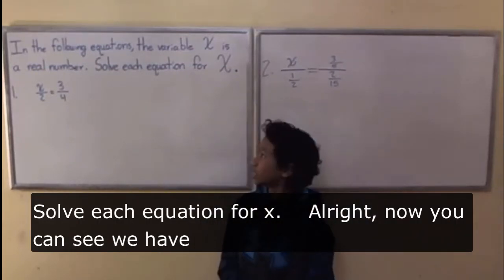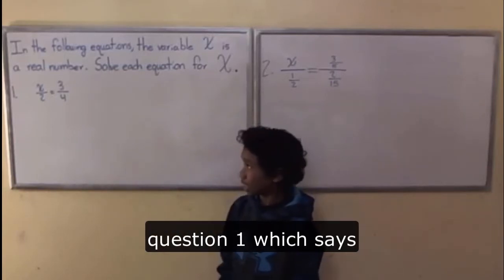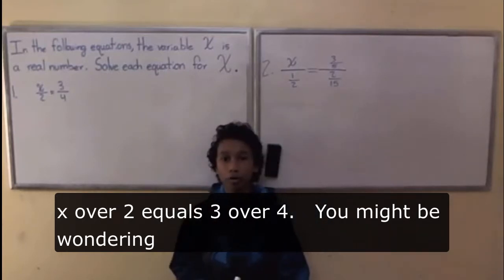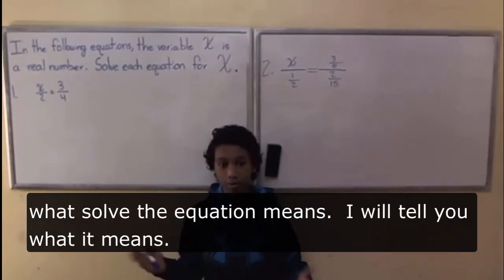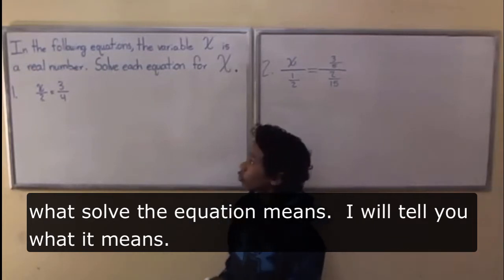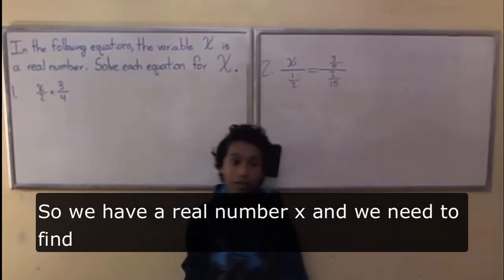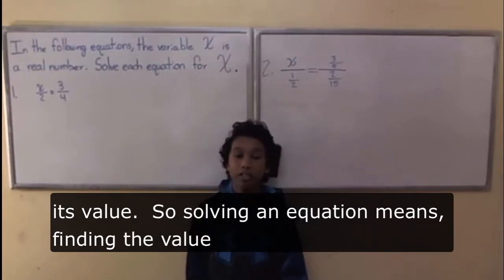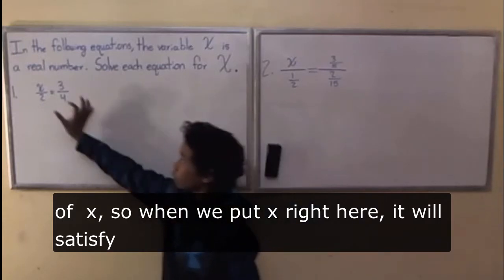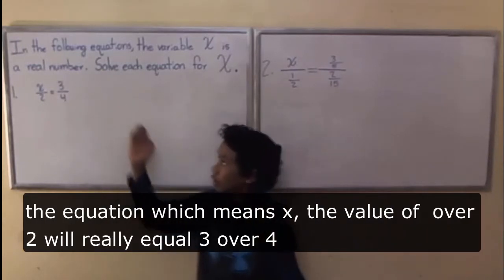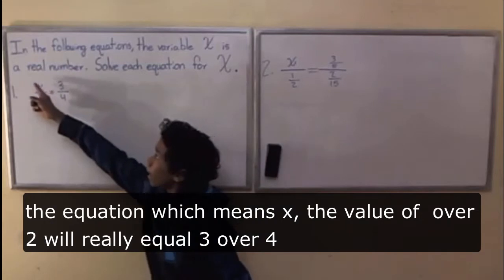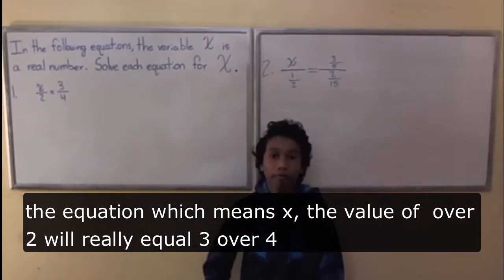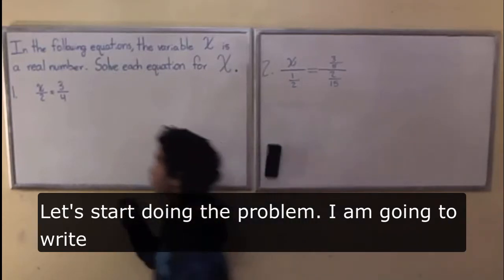Alright, now you can see we have question 1, which says x over 2 equals 3 over 4. You might be wondering what solve the equation means. I will tell you what it means. So we have a real number x, and we need to find its value. So solving the equation means finding the value of x, so when we put x right here, it will satisfy the equation, which means the value of x over 2 will really equal 3 over 4. Let's start doing the problem.